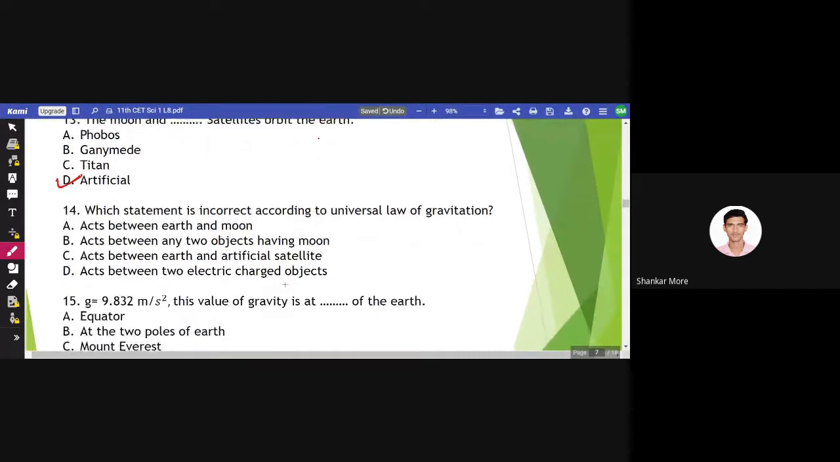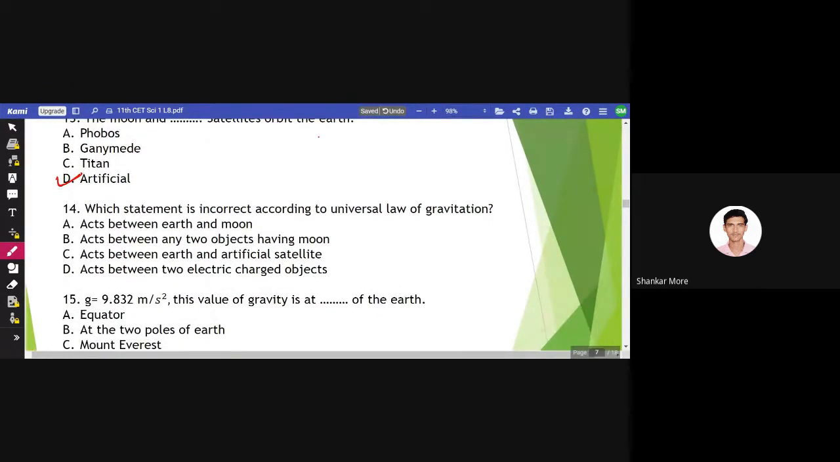Then question 14th is, which statement is incorrect according to universal law of gravitation? So first of all, read all of the sentences, any of them can be incorrect. So first sentence is, acts between earth and moon, or it acts between any two objects having moon, here it should be mass. Instead of moon, it should be mass. It acts between any two objects having mass.